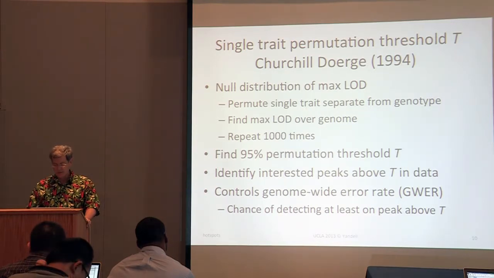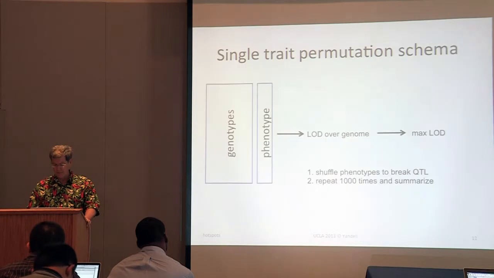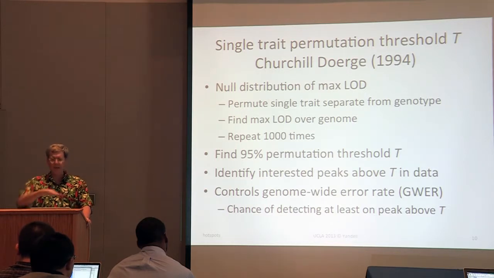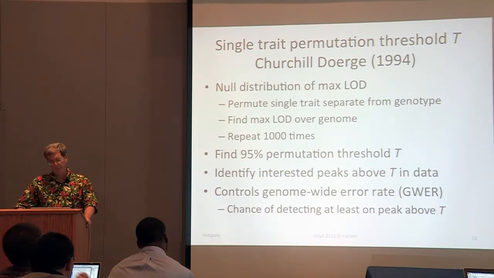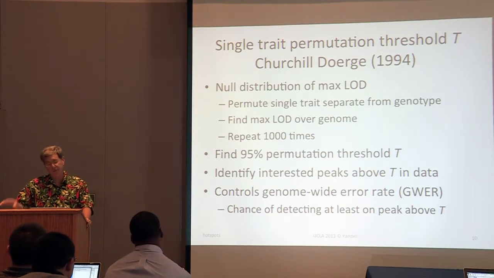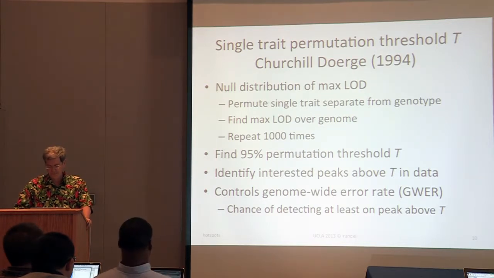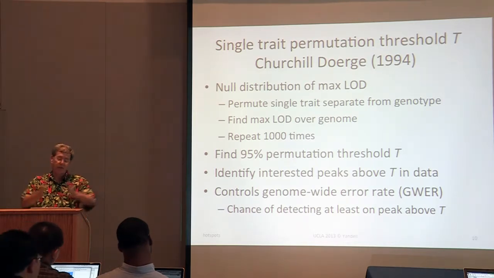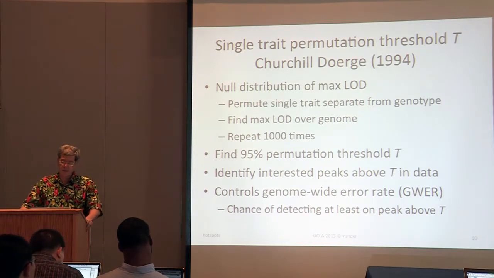And then you look at, I think I've got that here. Do I? No, I don't have that. Okay. So you end up with some sort of a distribution, and you find the 95% point, and that's your permutation threshold if you're using 5%. And then you want to identify interesting peaks, and you've got to pay some attention to controlling genome-wide error. This does control genome-wide error because you're looking over the whole genome when you do this permutation test.